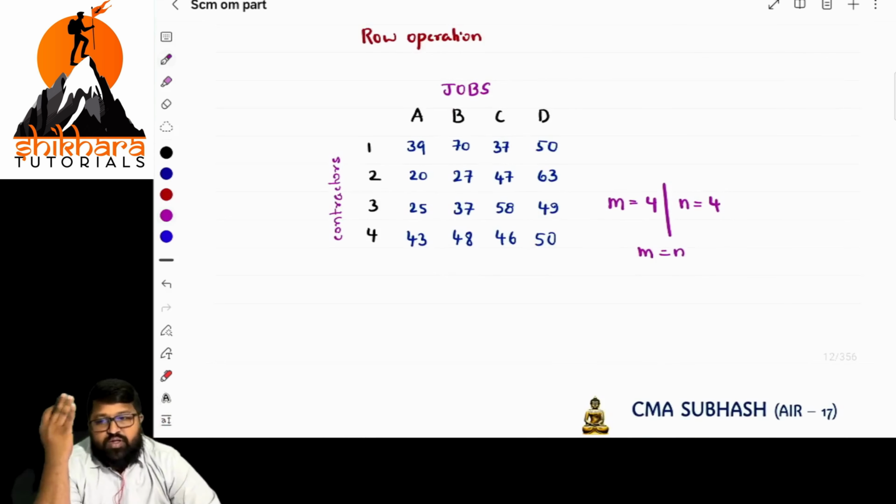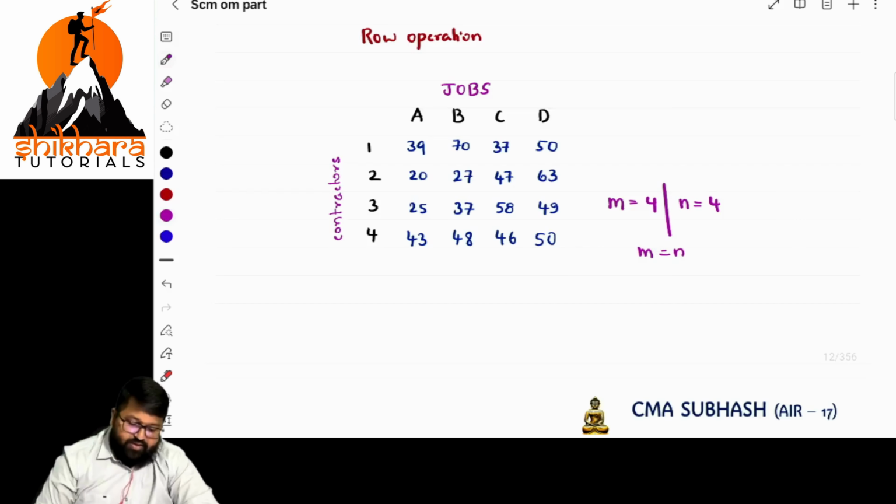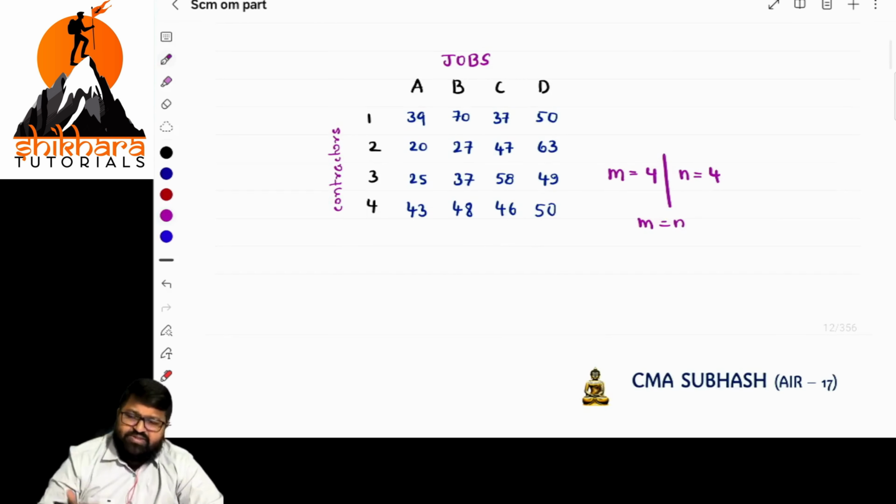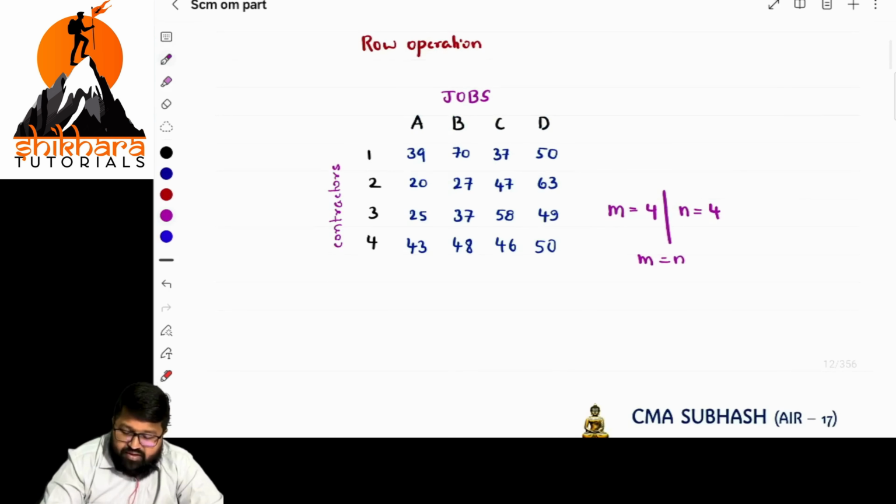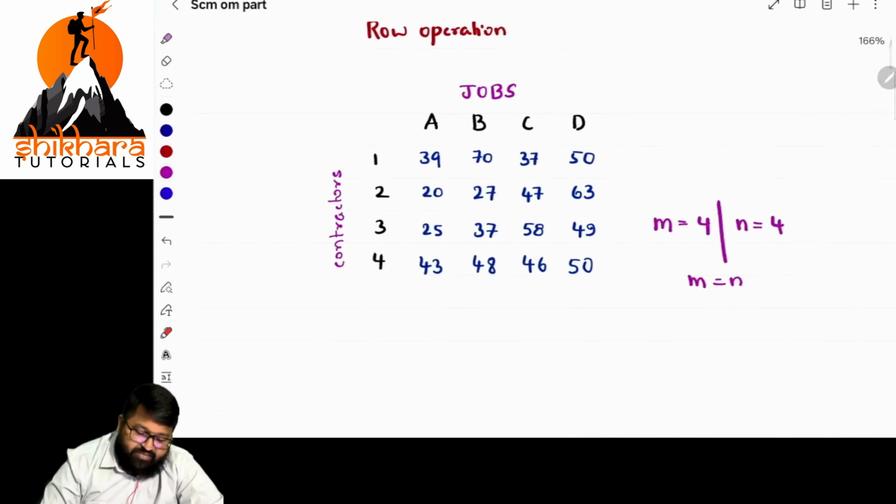What is the first step? Before solving the problem, check two things. What are those two things? M equal to N, that is, the number of rows equals the number of columns, and whether it is a minimization or maximization model. If it is a minimization model, you can start. Now, what do you have to identify? In each row, the least number.